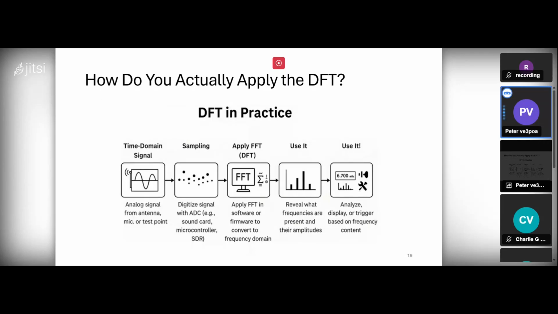And this is just an image of what I just talked about, grabbing the signal, sampling it, and applying the DFT, etc.